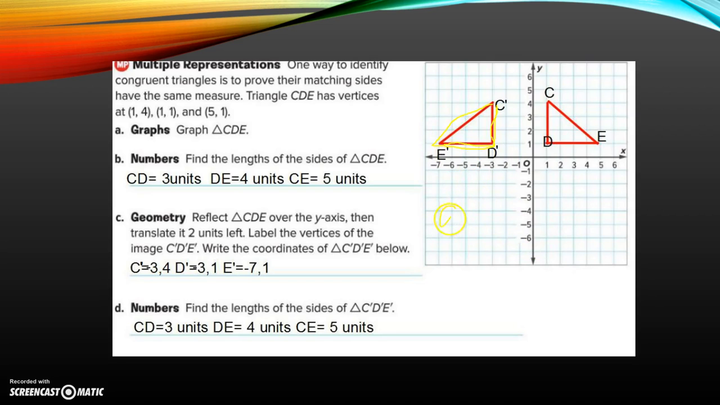We reflect this CDE over the y-axis, then translate 2 units left. C prime is (-3, 4), D prime is (-3, 1), E prime is (-7, 1). The lengths of side C'D'E' are CD equals 3 units, DE equals 4 units, and CE equals 5 units.